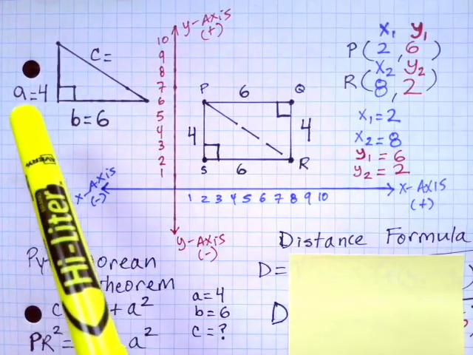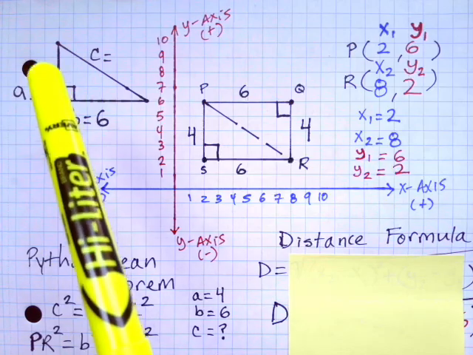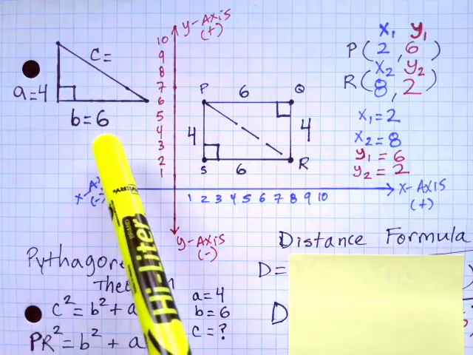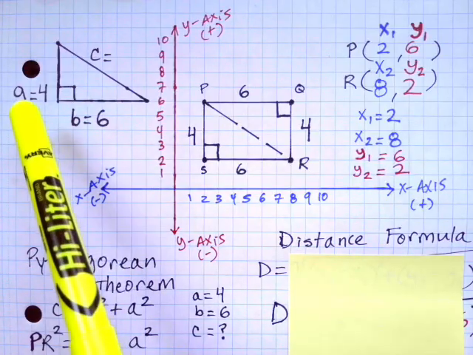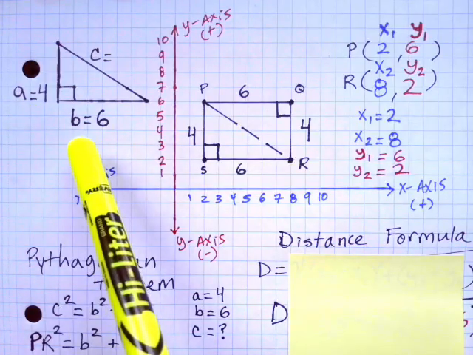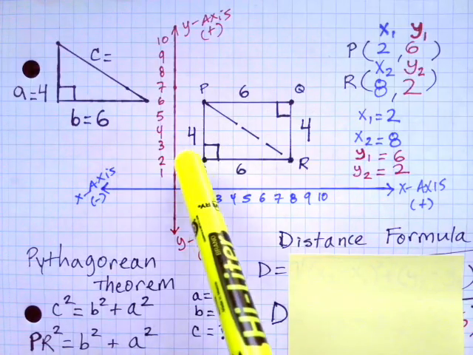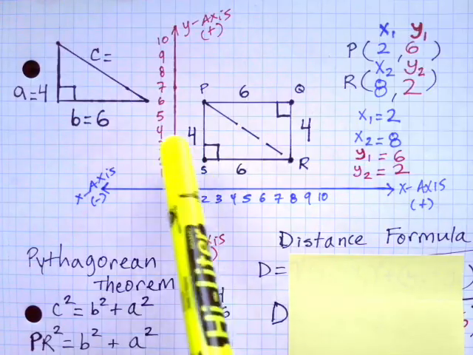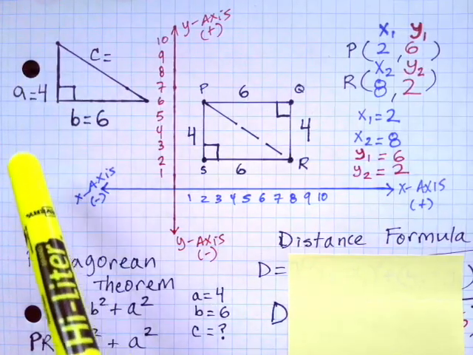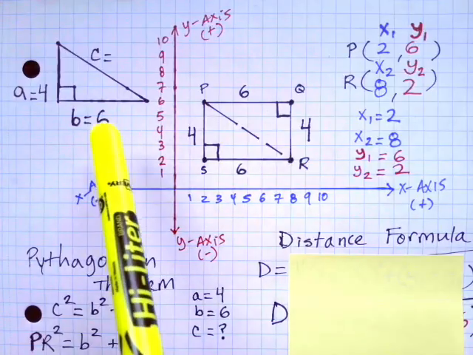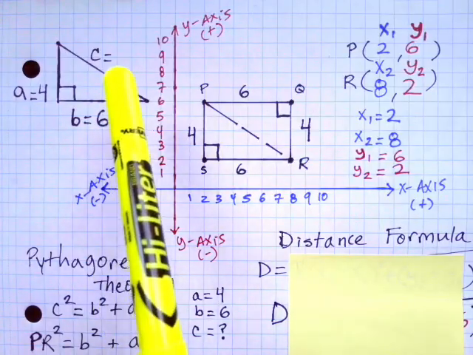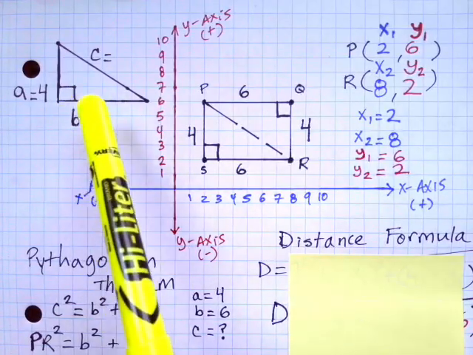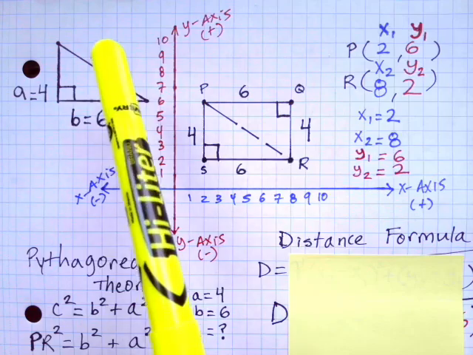So I labeled my leg here on the left side a. I labeled my leg at the base b. You could do vice versa, label this b and this a. Just make sure the values are right: the S to P or P to S line segment is 4, so we label that 4. And the S to R or R to S is 6, so we label that 6. c, our hypotenuse, which is always opposite the right angle, represented by a square, is unknown.